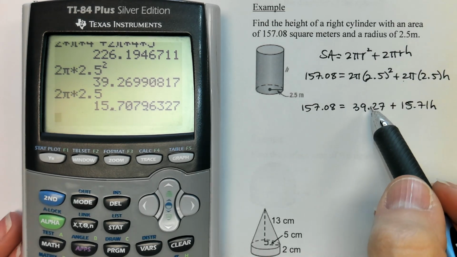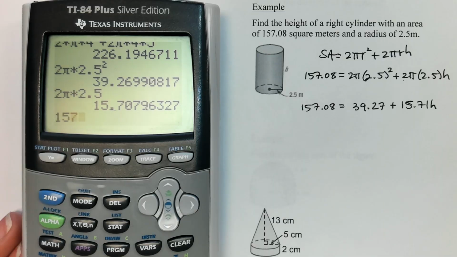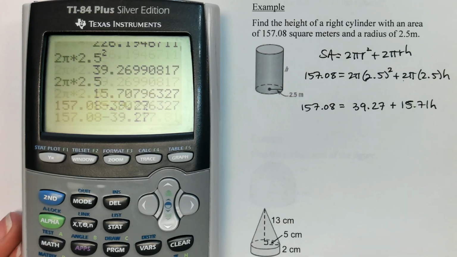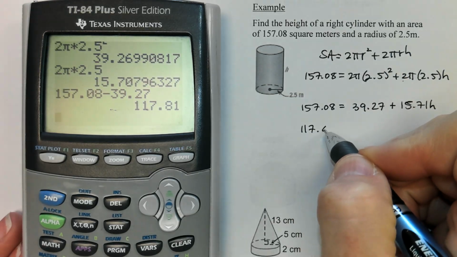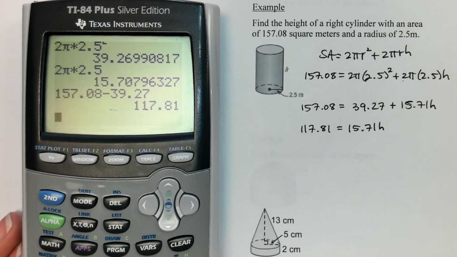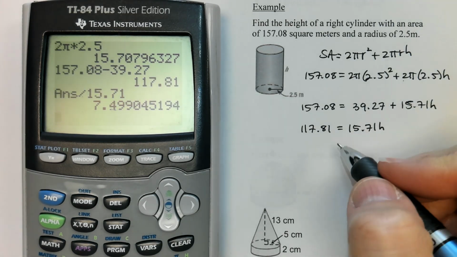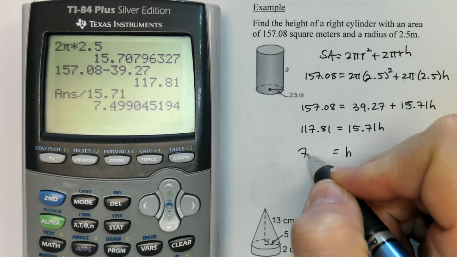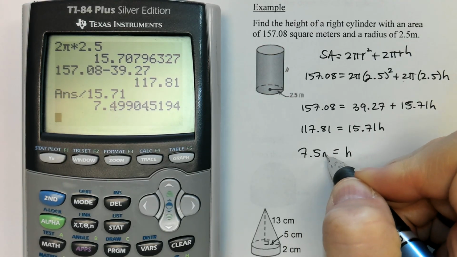So just doing some algebra, we're going to subtract this over. 157.08, and we're going to minus the 39.27. Leaves me with 117.81. And the last thing we're going to do is just divide. So dividing by 15.71 leaves me with a height of about 7.5 meters. There we go.